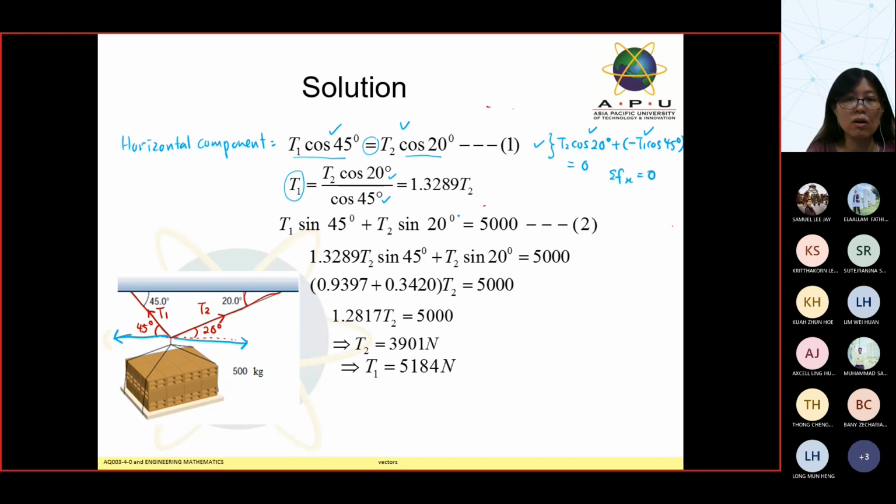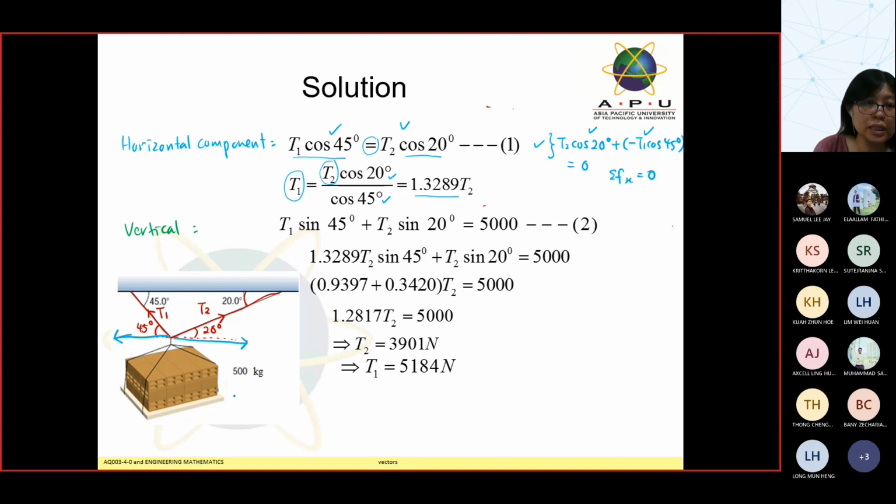Let's try to calculate cos 20 divided by cos 45 degrees. So I get 1.3289 T2, because I still have a T2 here. So T1 equals 1.3289 T2. Okay, done for the horizontal component. Then come to the next one, which is the vertical component.